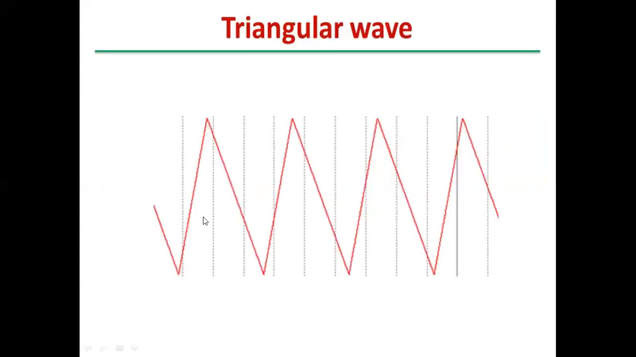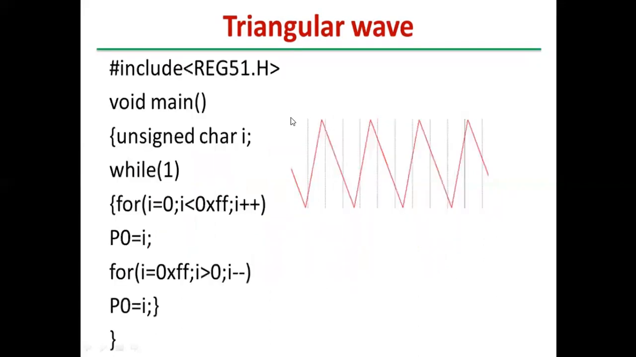If you combine the previous two sawtooth waveforms, you will get the triangular waveform. That means you start from the initial value, increment, and come to the maximum value. After getting the maximum value, again you decrement, then again increment, like that. Coming to the programming: header file, main function, initializing the variable i, and while(1) infinite loop. i starts from 0x00. Till i is less than the maximum value, you have to increment i.